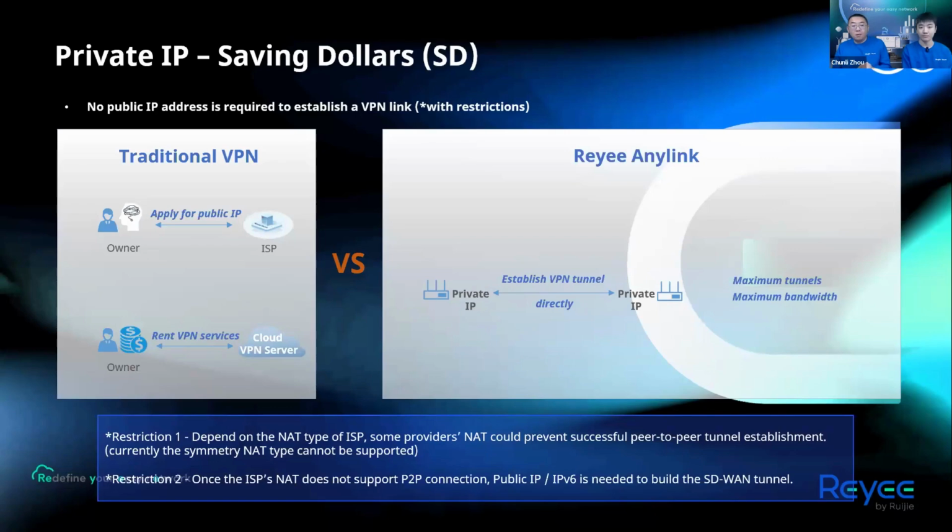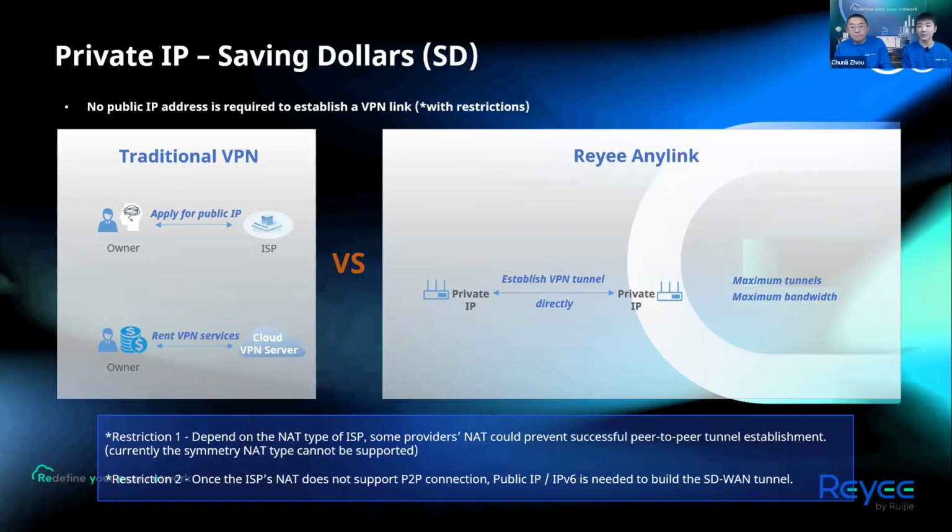conditions and limitations. So here, restriction 1: it depends on the NAT type of the ISP. Some ISP providers' NAT could prevent successful peer-to-peer tunnel establishment. Currently, symmetric NAT type cannot be supported by SD-WAN. And restriction 2: once the ISP's NAT does not support P2P direct connections, public IP or IPv6 is a must to build the SD-WAN tunnel. Yes, therefore, I recommend configuring IPv6 in new project setup to increase the success rate of SD-WAN networking.